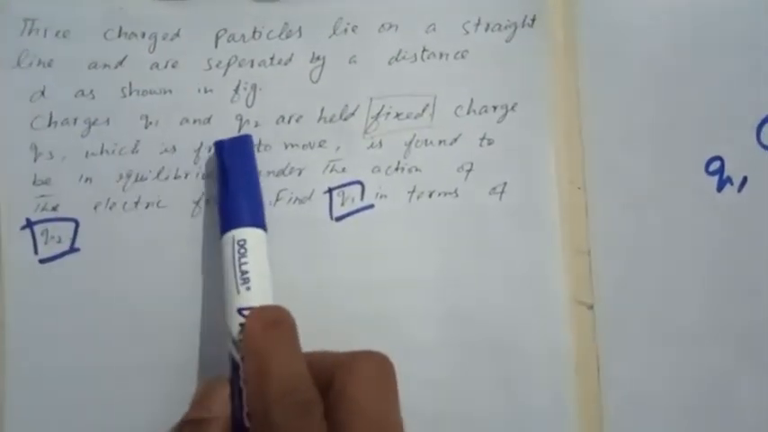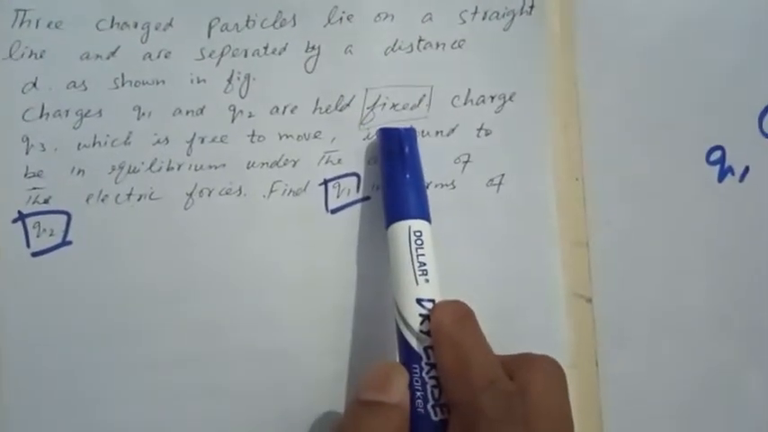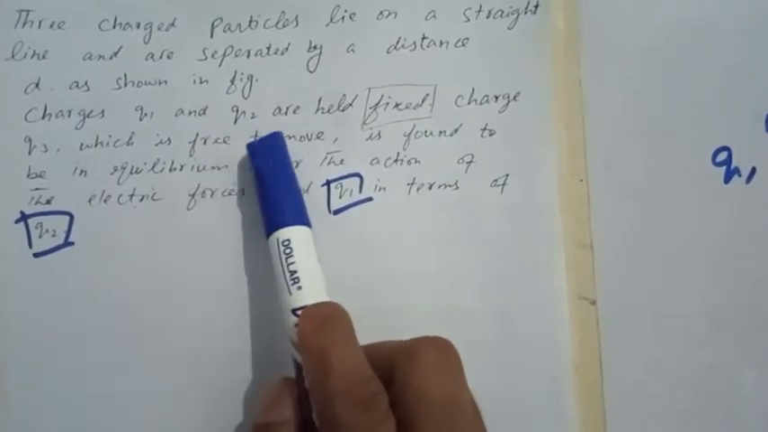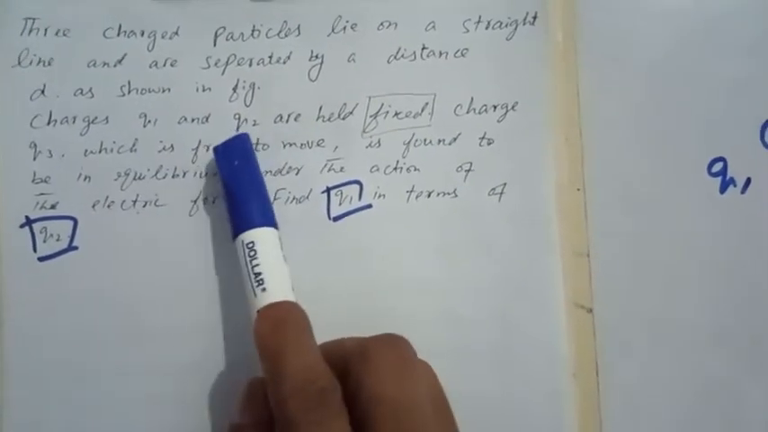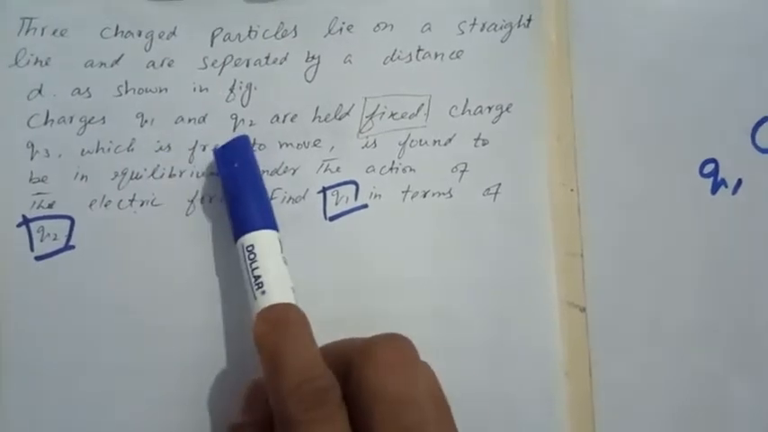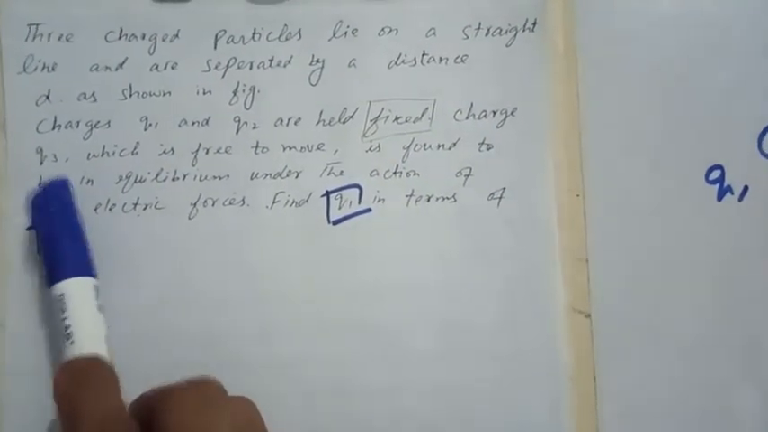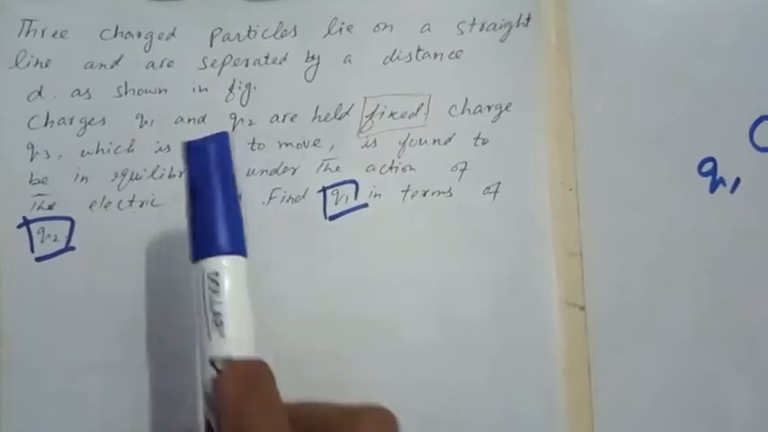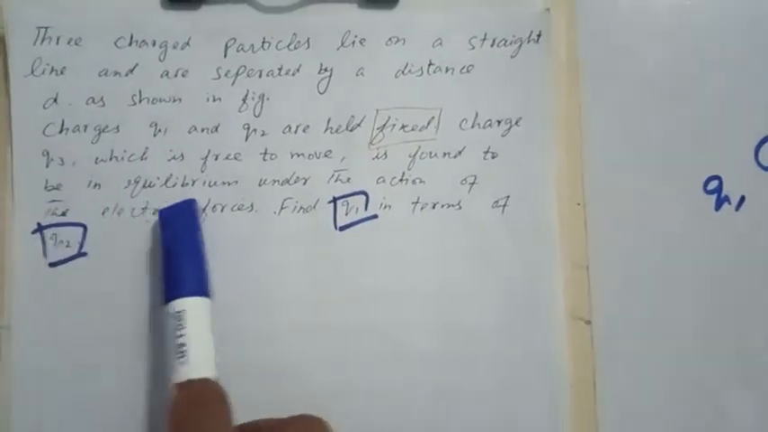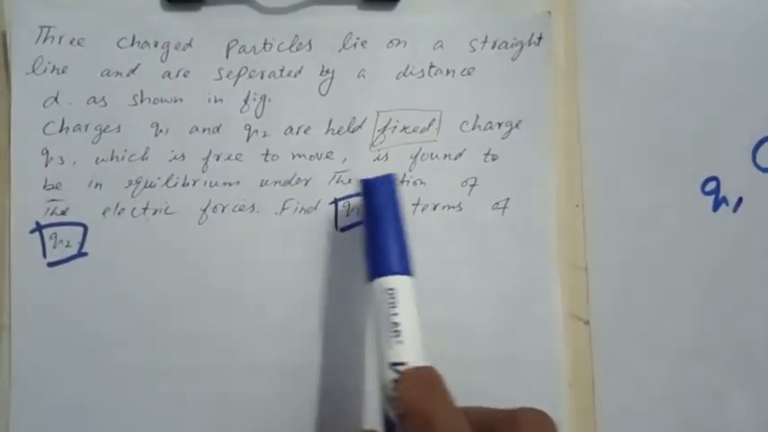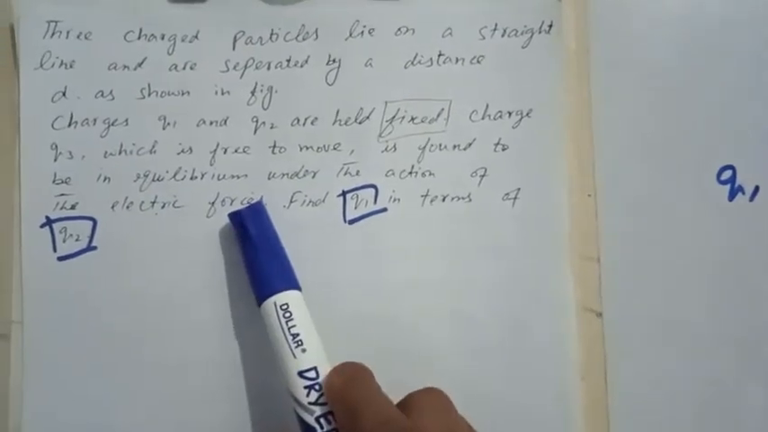Charges q1 and q2 are held fixed. q1 and q2 are fixed at their positions. These charged particles cannot move. Charge q3, which is free to move, is found to be in equilibrium under the action of electric forces.